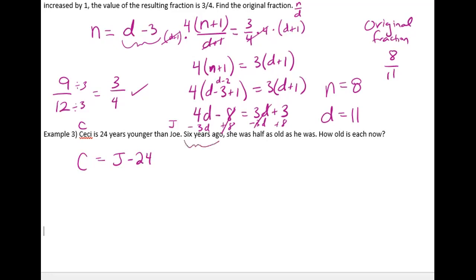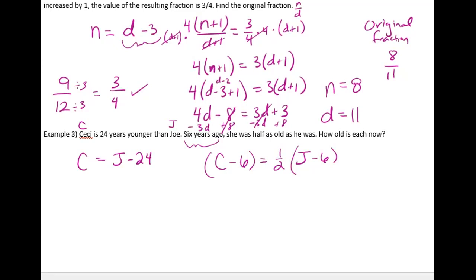What does 6 years ago look like? Well, C is Cece's age now. 6 years ago would be C minus 6. And so that was 6 years ago. And what was Joe 6 years ago? Well, he was J minus 6 years ago. She was half as old as he was. So she was 1/2 of Joe's age, and it was Joe's age 6 years ago. So how old is each now?